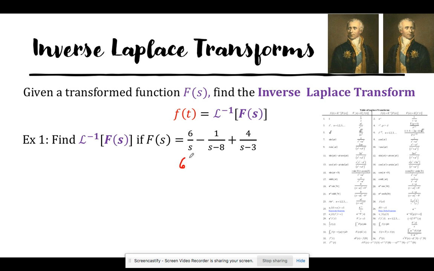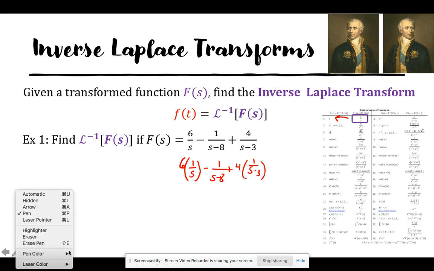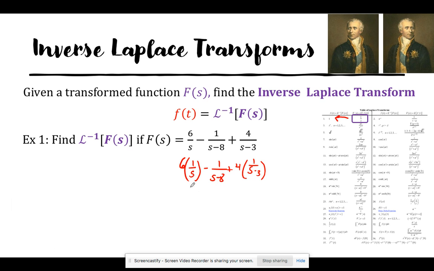Further, I'm going to look at this like this. I'm going to say officially that it's 6 times 1 over s, minus 1 over s minus 8, plus 4 times 1 over s minus 3. And then I'm going to look at my table. What do you see there? 1 over s. What is it equal to? Just 1. So I'm going to replace that with a 1. Of course, bring down the 6.